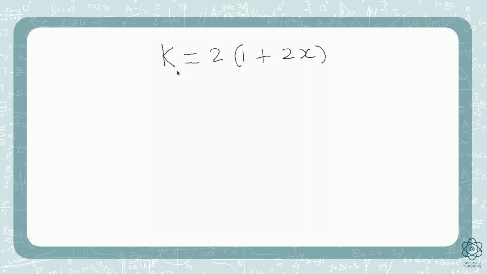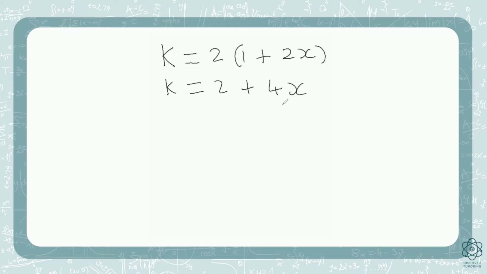For this next example, we have k equals 2 open brackets 1 plus 2x close brackets. Okay, and with these kinds of examples, what we need to do first is expand the brackets. So in case you don't know how to do that, we'll do it now quickly. So it will be k equals 2 multiplied by 1, which is 2, and then we take this symbol here, so add, and it will be 2 multiplied by 2x. Okay, so that's going to be 4x, and that's how you expand brackets.